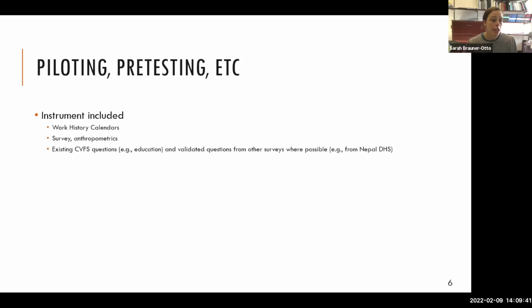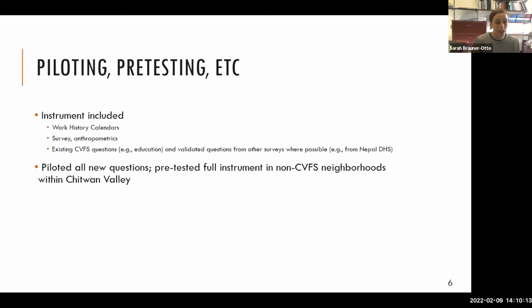So the instrument included several different components. It included the work history calendars that I'll talk about today, which had not been used before; a survey of the mothers about themselves and about their children; and anthropometric data on the children. The survey was a combination of existing CVFS questions and validated questions from other surveys where possible, but we did also have new questions. Everything was piloted and we did a full pretest in non-CVFS neighborhoods within the Chitwan Valley. And mothers gave written informed consent.